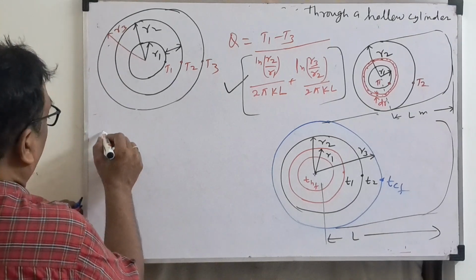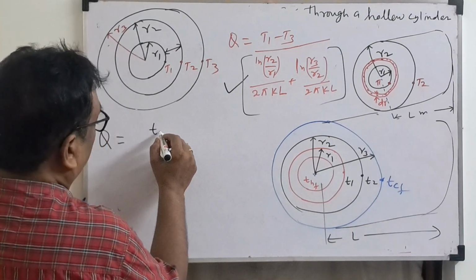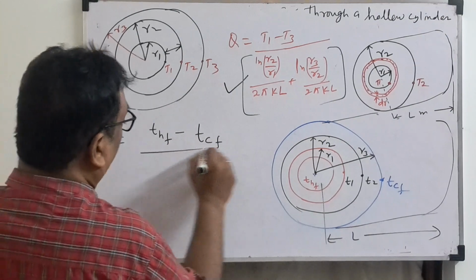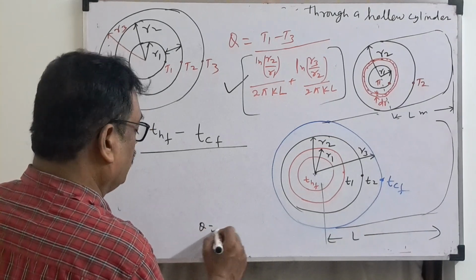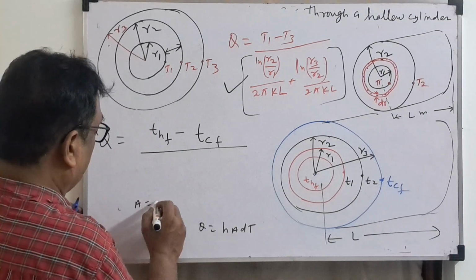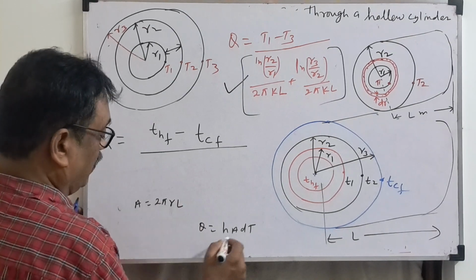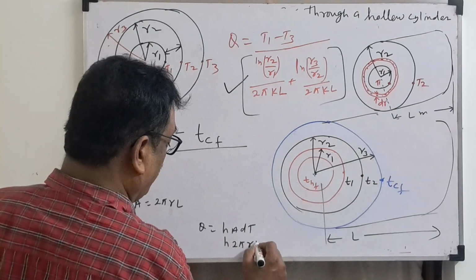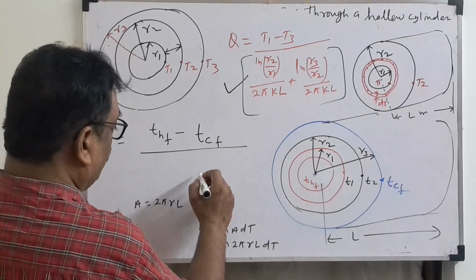So how do we write the direct formula here? Q is equal to overall temperature difference, THF, temperature of the hot fluid, minus temperature of the cold fluid. Then what is convective heat transfer? Already you know, Q is equal to hA dT. What is A here? A is 2 pi RL. Substitute here. What will come? h 2 pi RL dT. So Q is equal to what we can write?